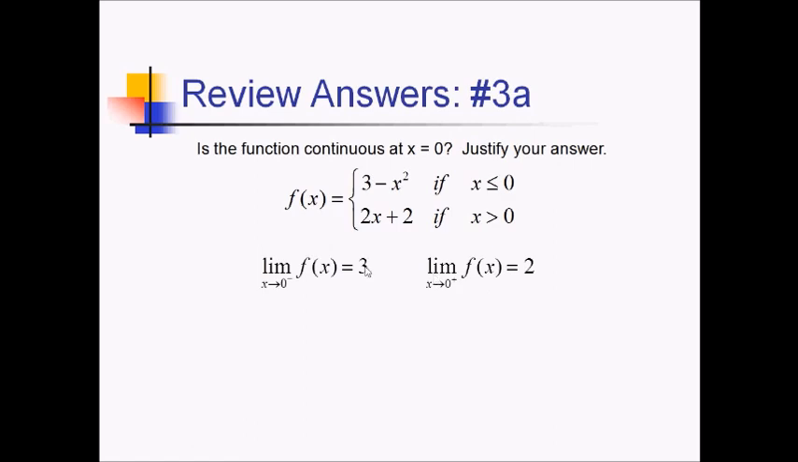But I see that these limits are different, which tells me right away that the limit as x approaches 0 from both sides does not exist. Because the limit doesn't exist, that tells me my function is not continuous at x equals 0.